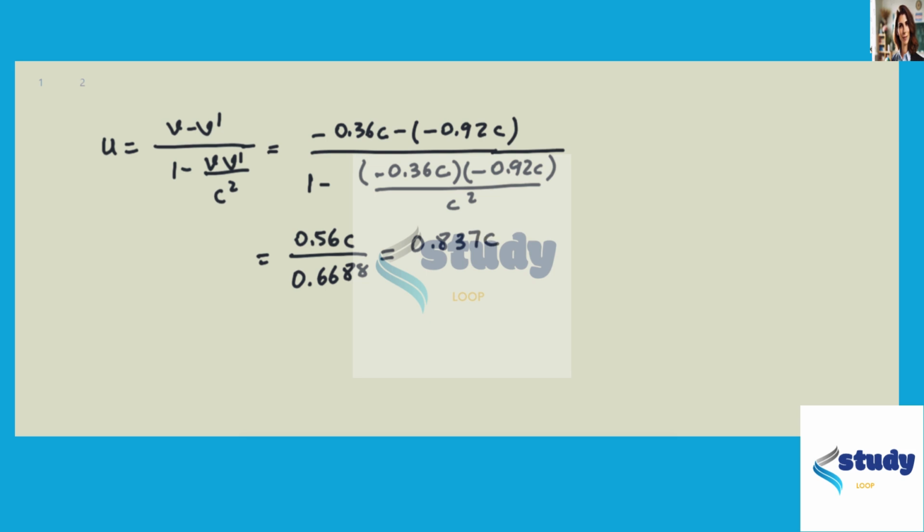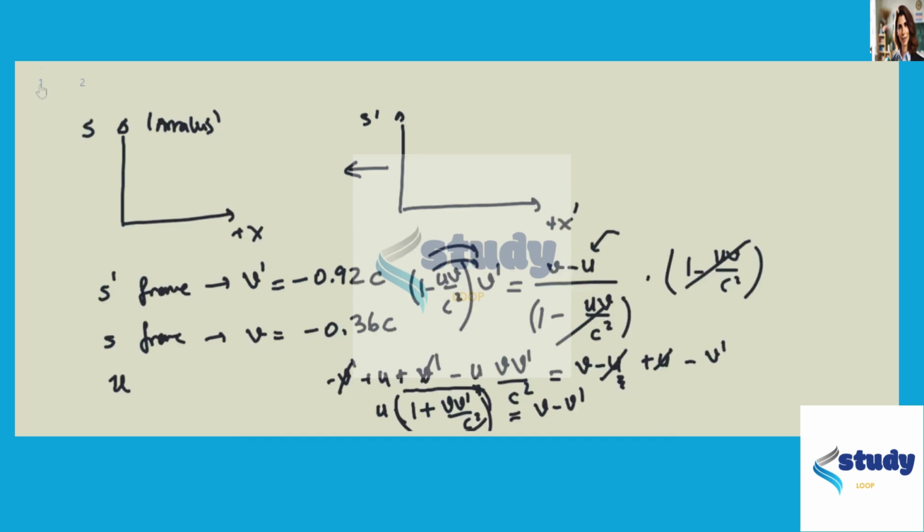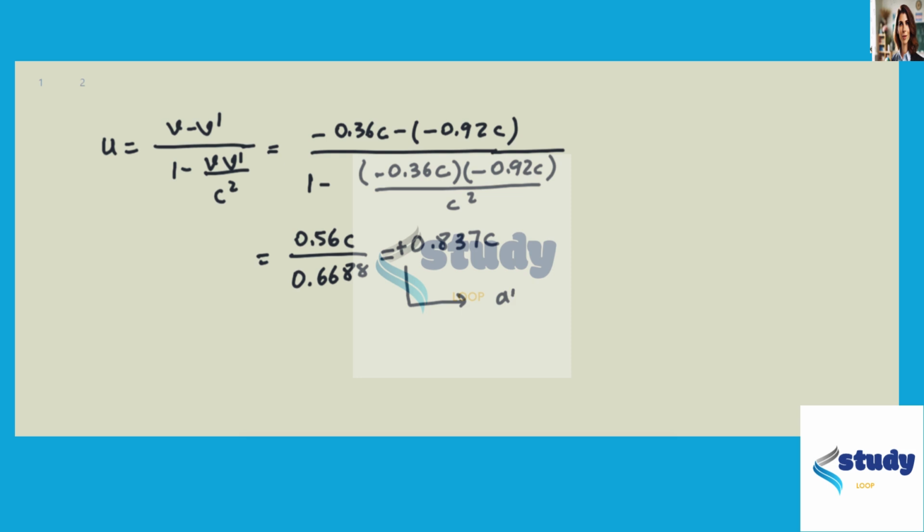0.837c. As you notice, there is a positive sign in front of the relative speed, which means, going back to the first page, that the spaceship is moving in the positive direction, which means the ship is moving away from the planet.